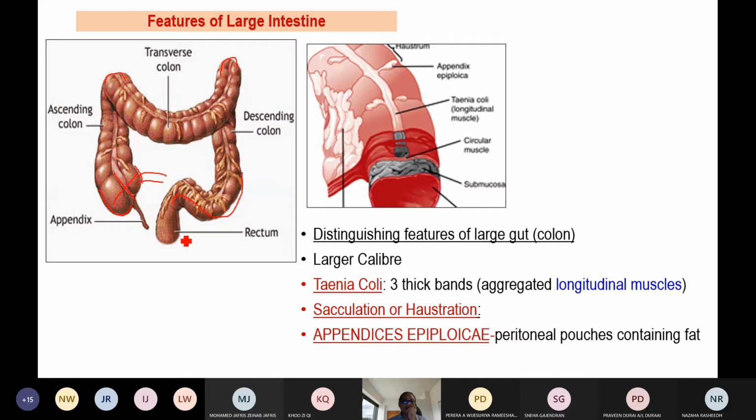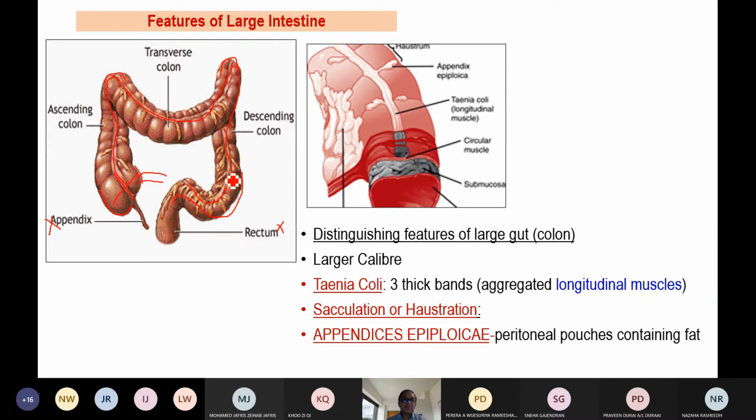So what you see here is that the main feature which distinguishes it from the small intestine is this thickened band which is coming from the cecum, then going across all along. Only in two places you do not get it. One is the rectum, you do not get taenia coli in the rectum, and one is the appendix. So except the rectum and appendix, all along we get a thickened longitudinal muscle layer.